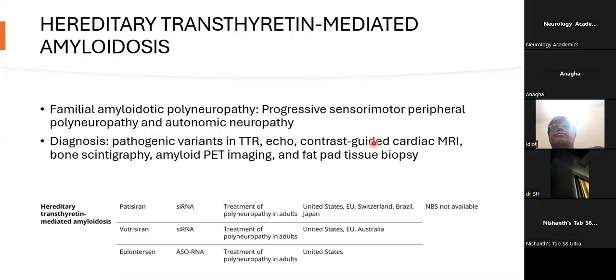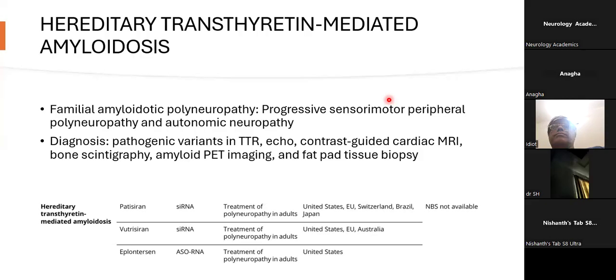Another neurological disease for which genetic therapy is approved is the hereditary transthyretin-mediated amyloidosis. In this, for the familial amyloidotic polyneuropathy that presents with progressive sensory motor peripheral polyneuropathy and autonomic neuropathy, genetic therapy has been tried. And the approved genetic therapies, patisiran and vutrisiran, which are small interfering RNA-based therapies, and eplontersen, that is an ASO therapy that is approved in United States. And all these therapies are for the treatment of polyneuropathy that is due to hereditary transthyretin-mediated amyloidosis. So these are the approved genetic therapies for neurological diseases till now.